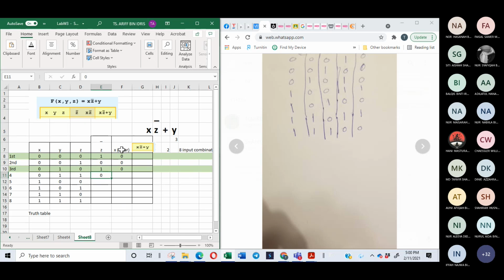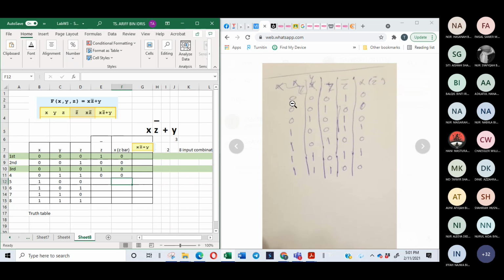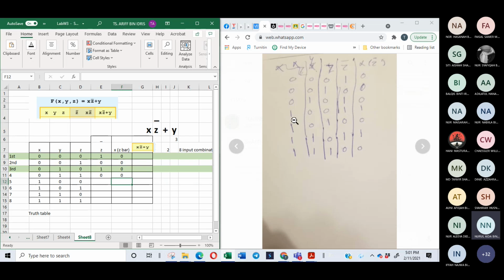What about X and Z bar? X is 0 and Z bar is 0. The answer will be what? 0. Okay, let's check Faisal's answer, 1, 2, 3, 4. So what about Faisal's answer? Is it correct? Is it similar to my answer, class?